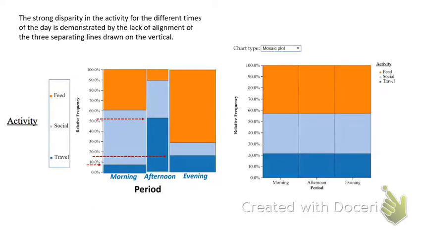However, if instead our graphs looked like this, so all the dark blue is the same height, all the light blue is the same height, all of the orange is the same height, that would be evidence to suggest that there's not an association between the time of day and the type of activity.